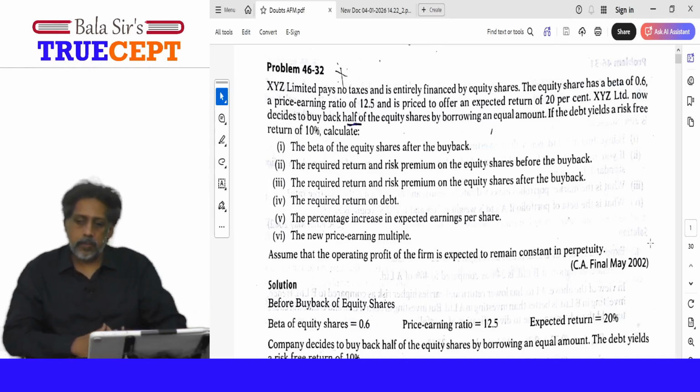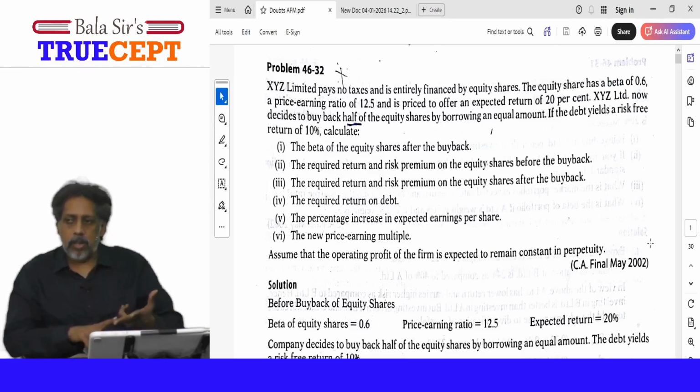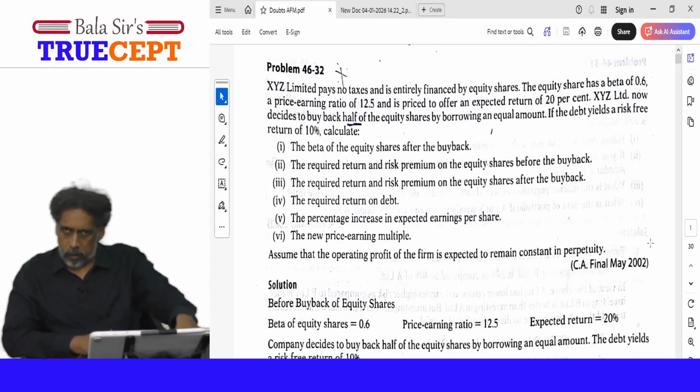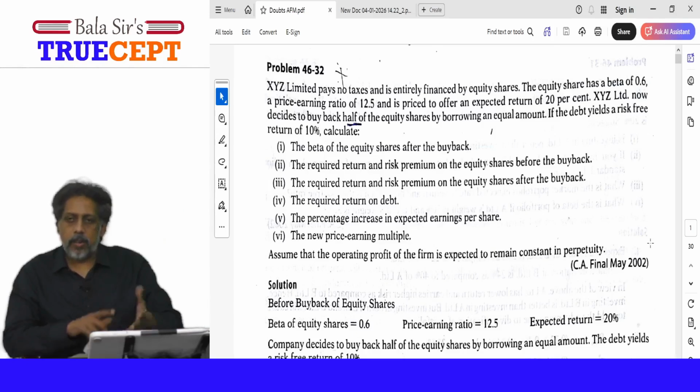Calculate number 1, the beta of equity shares after the buyback. Next, number 2, the required return and risk premium on the equity shares before the buyback. Before buyback, what is the required rate of return? And also find the risk premium, which is RM minus RF. Number 3, the required return and risk premium on the equity shares after the buyback. After buyback, what will be the required rate of return on equity? And also calculate the risk premium.